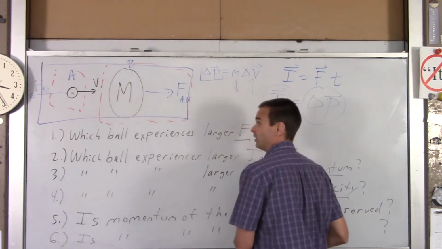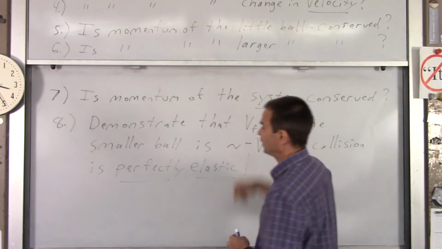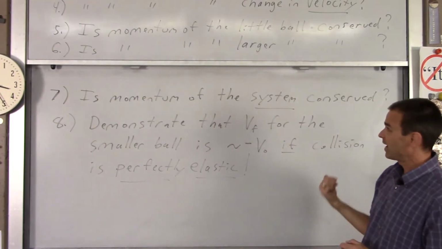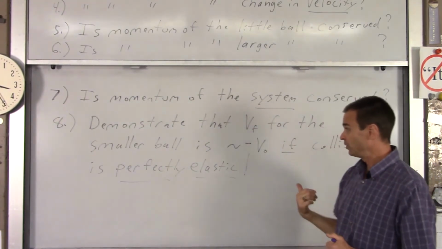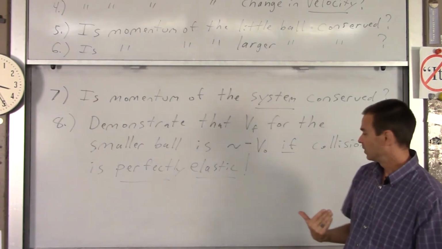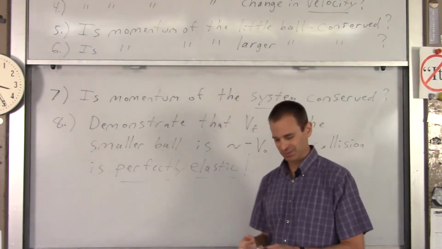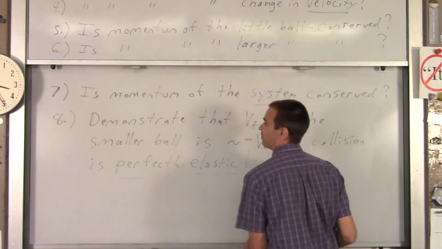Now, number 8 is an actual calculation problem. Number 8 says demonstrate that V final for the little guy, assuming he's much smaller than the big guy, is about negative V naught, backward. And we're going to assume it's a perfectly elastic collision. All right, so now we're going to do a little math.